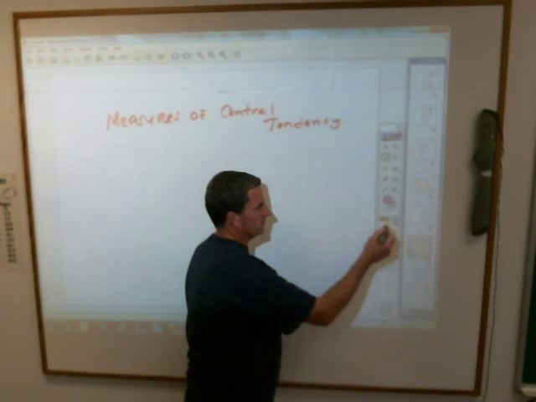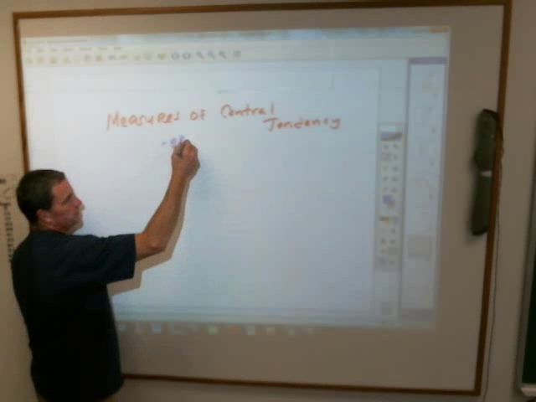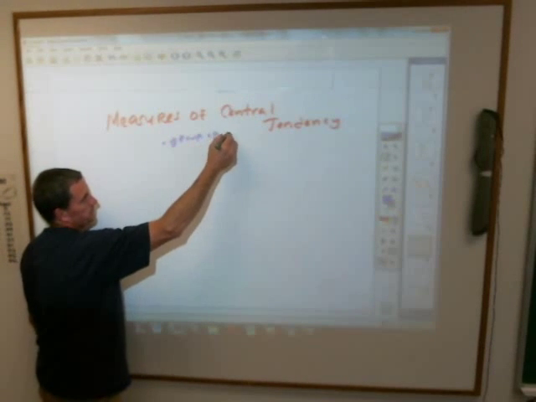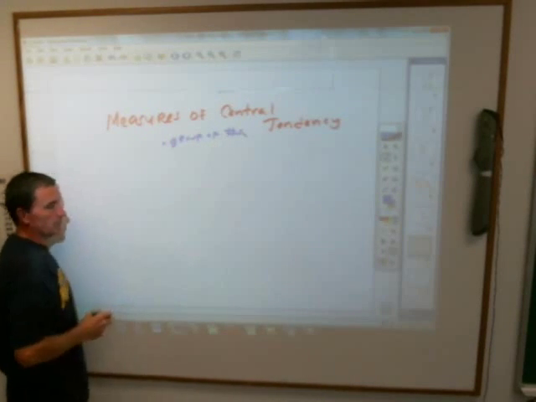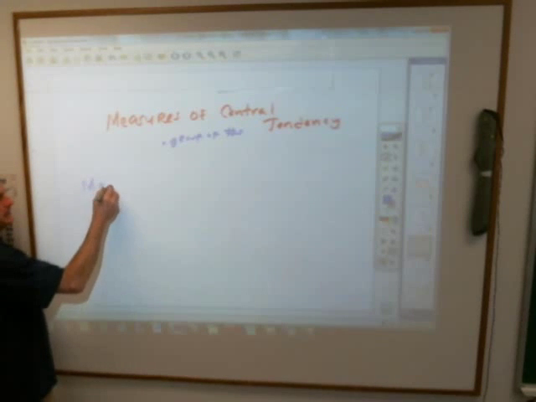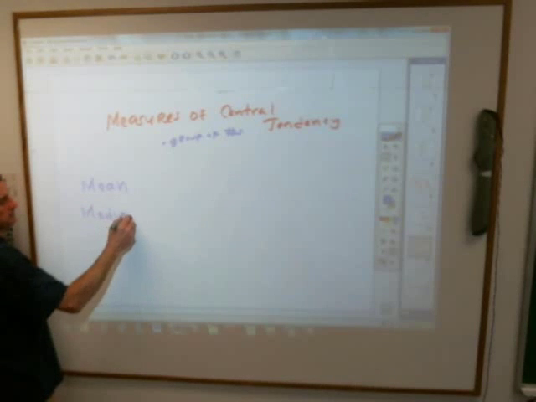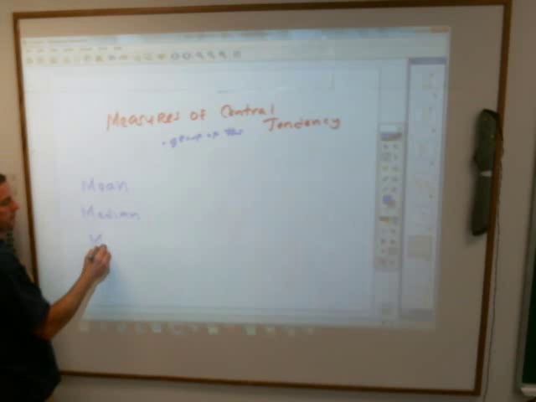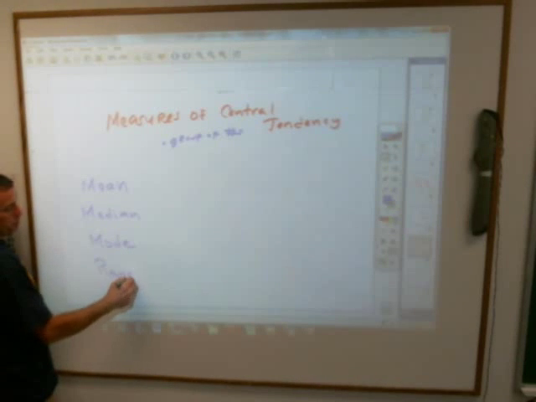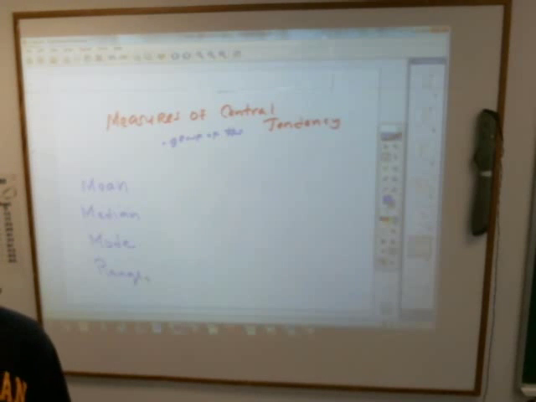Usually we talk about four things when we talk about measures of central tendencies. And this is when you have a group of numbers. Write these down: we have the mean, we have the median, we have the mode, and what's the fourth one? Hold on, proverbial range. Okay. And that comes, let's say you've got this group of numbers.